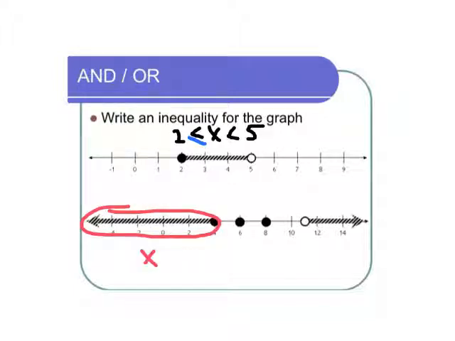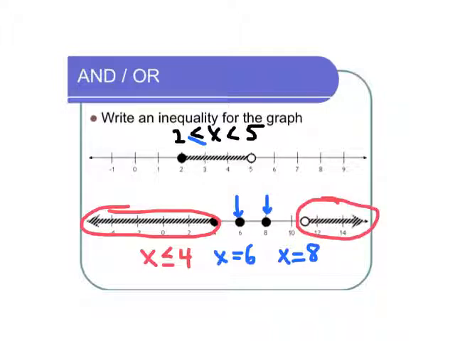this is x is less than or equal to 4. This little dot in the middle, this is x equals 6. Just a single number, a single dot is an equals. This little dot is x equals 8. And this chunk over here, those are all the numbers that are bigger than 11. And I'm going to purposefully not put the or equal to clause. Any of these 4 situations, any of these 4 conditions being true gets you shaded.